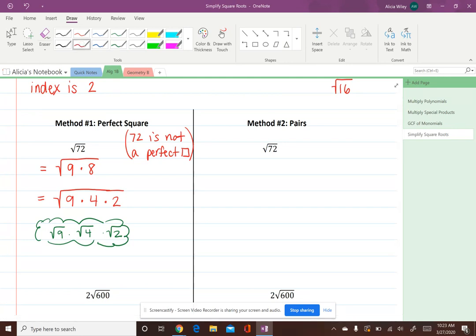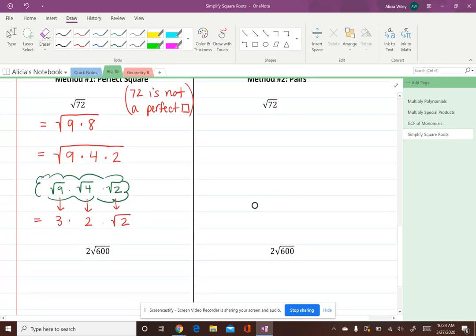So as we go to do this, I know that the square root of 9 is 3. I know that the square root of 4 is 2, and I know that the square root of 2, well, 2 is a prime number, so I just leave it as square root of 2, okay? And then the last step is you're going to simplify these numbers that are here on the outside of the radical. Those are going to become your coefficient.